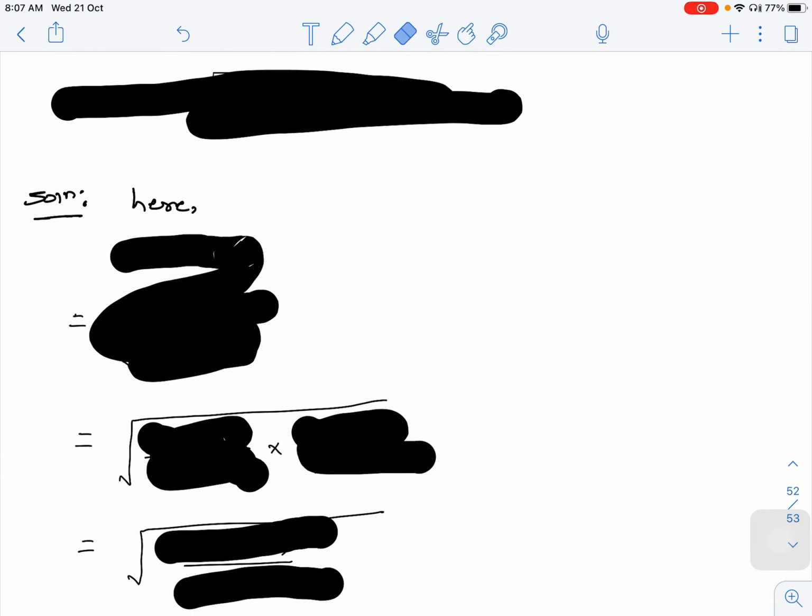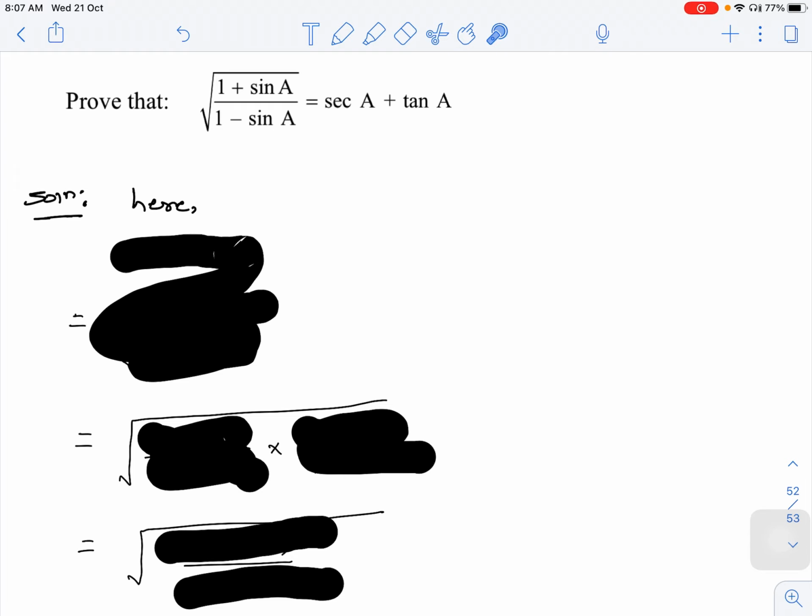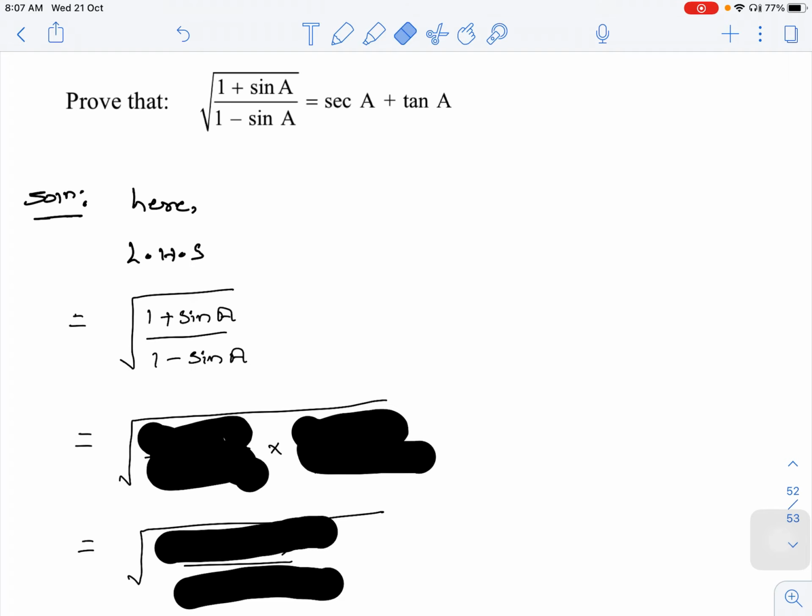Now here it is given: prove that under root (1 plus sine a) upon (1 minus sine a) equals sec a plus tan a. Okay, so let us consider LHS first. Now what is LHS here? We have under root (1 plus sine a) upon (1 minus sine a).